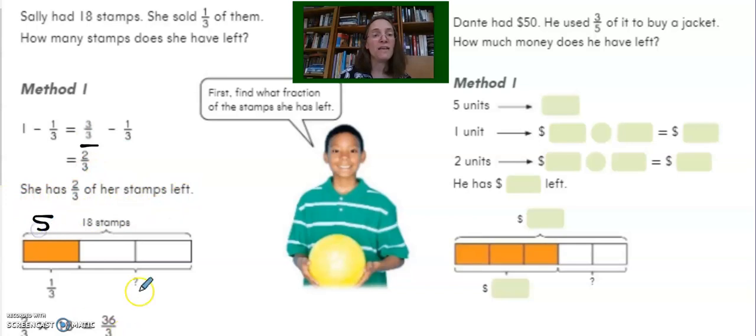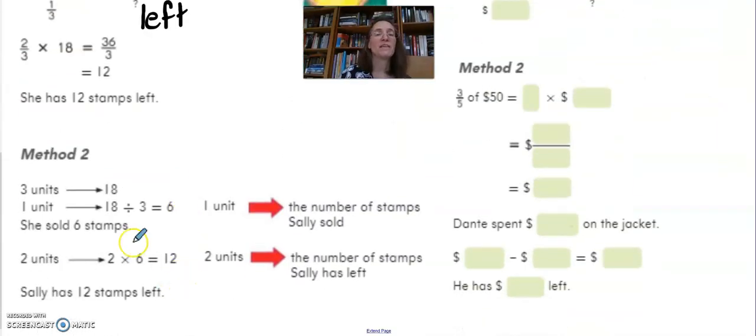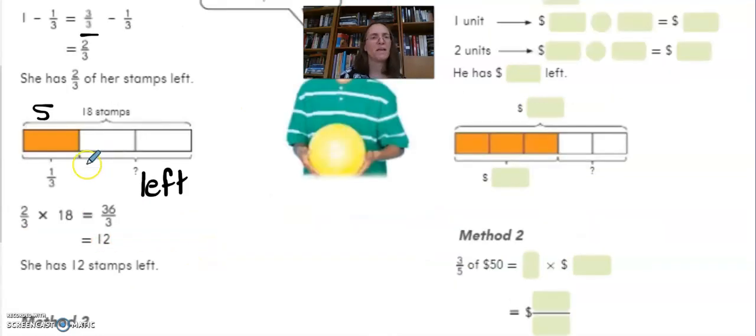These are the sold ones, and these are the left ones. Now, another thing that we could do is we could say, well, there are 3 units in 18, and one of them will be 6, and so 2 times 6 is 12. Golly, I think this is the one that I was just doing. Up here they did 2/3 times 18. 2 times 18 is 36. And 3 times 1 is 3. And 36 divided by 3 is 12. So that's how she had 12 stamps left. But I sort of like it right here as getting those 6's in there.